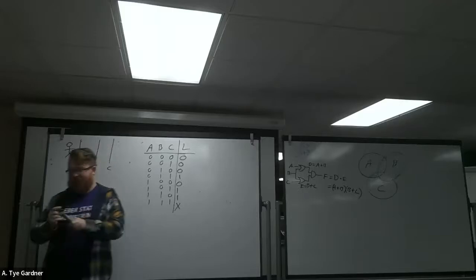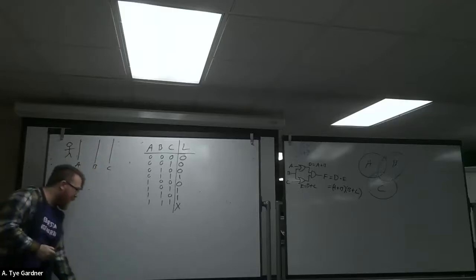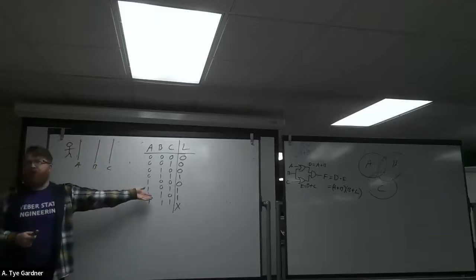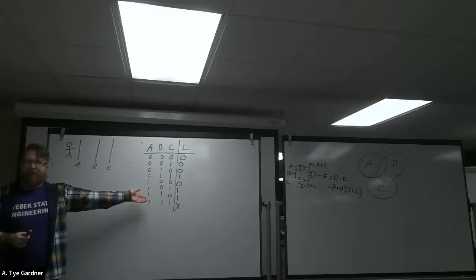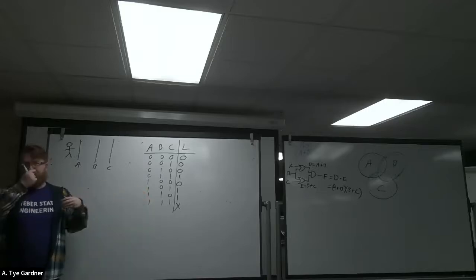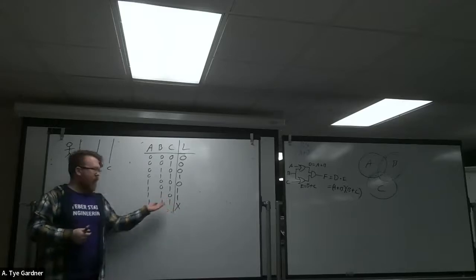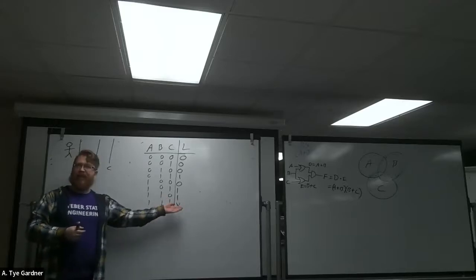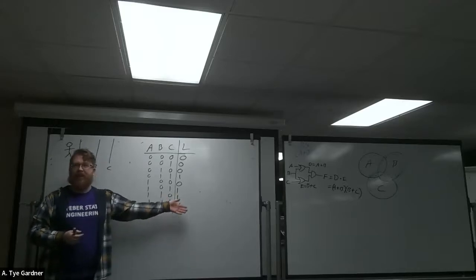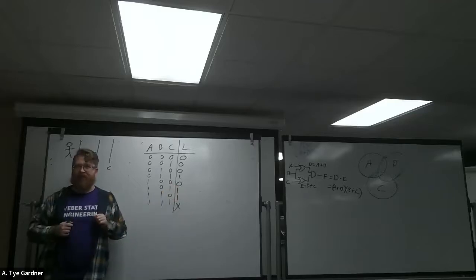And all a don't care means is I get to choose whether I want that to be a 1 or a 0. I get to choose whatever is more convenient, because later we're going to use this to simplify it. And if there's a situation that shouldn't happen or can't happen or that kind of thing, I don't have to design the circuit with that in mind. I'll just choose whatever's convenient.